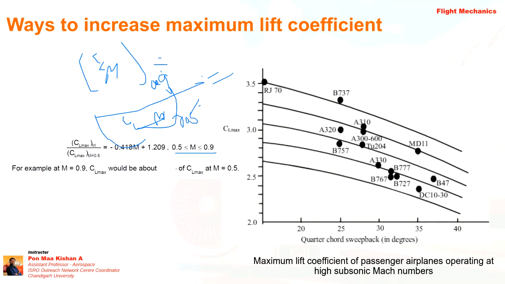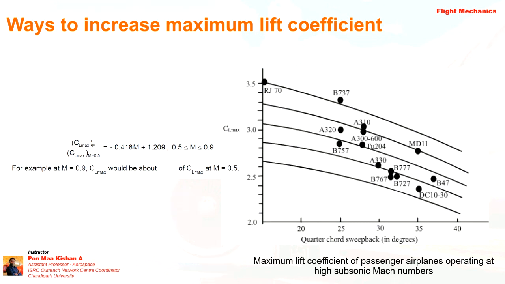So CL max of 0.9 divided by CL max at the Mach number of 0.5. So depending upon the speed also, the CL max will vary, right? So for the Mach number, it is like a ratio. CL max at M divided by CL max at 0.5. Okay. So that was given as minus 0.418 M plus 1.209. Okay. So now I request all of you to, instead of M, substitute the value of 0.9 and give me the CL max for that particular Mach number.